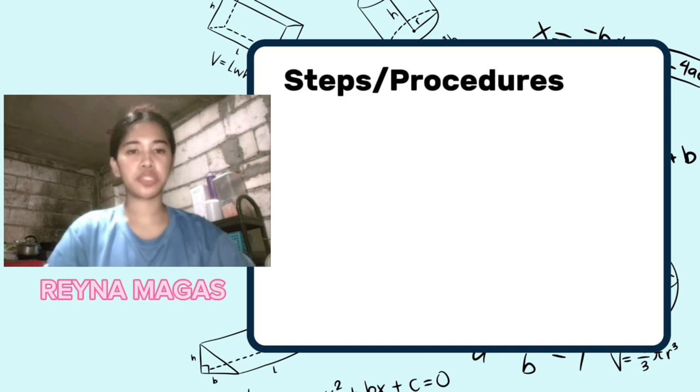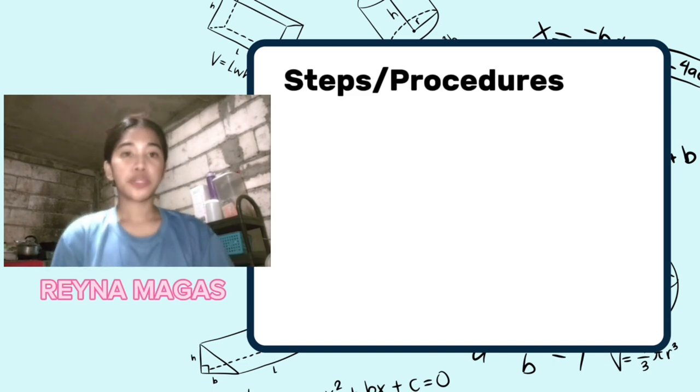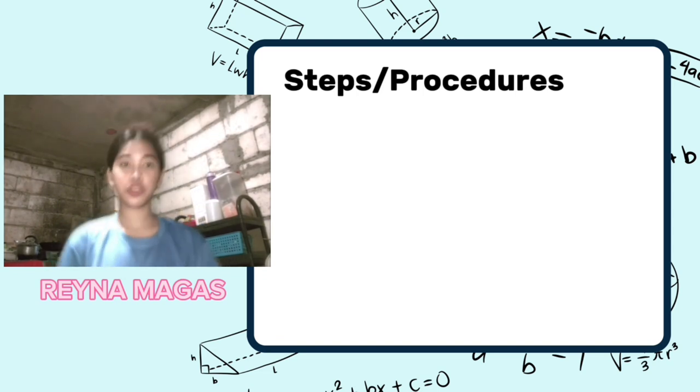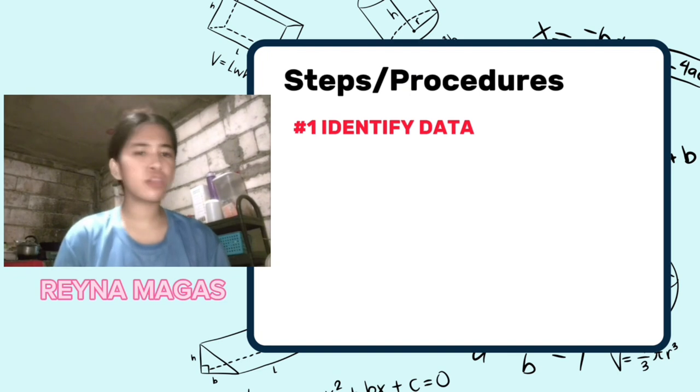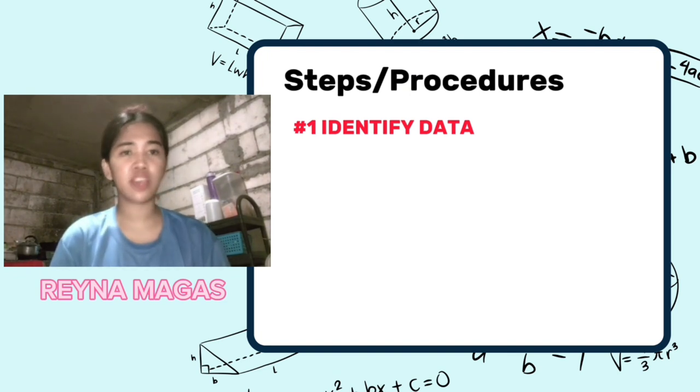Steps or procedures. To create a bar graph, we have 9 steps. First, identify your data. Determine the categories or groups to represent on the x-axis and the corresponding values for each category on the y-axis.